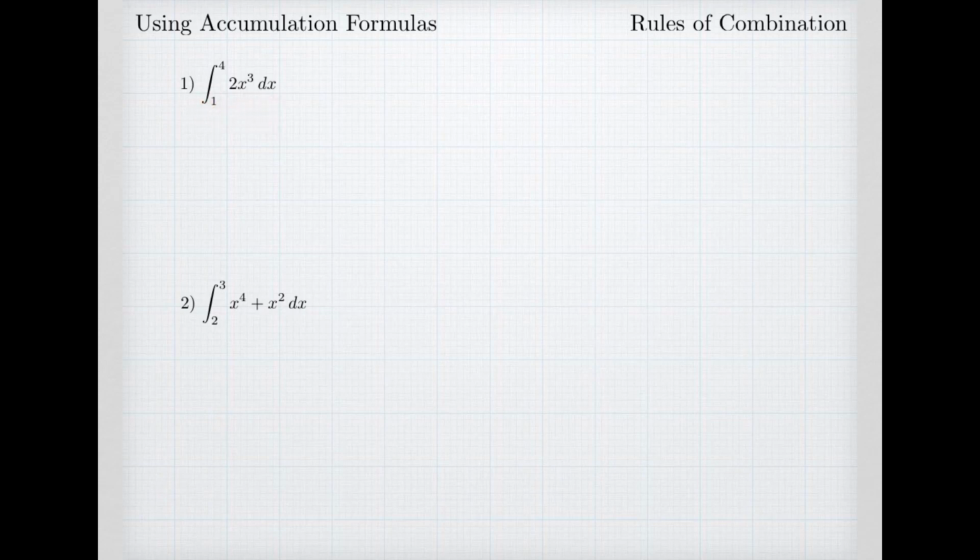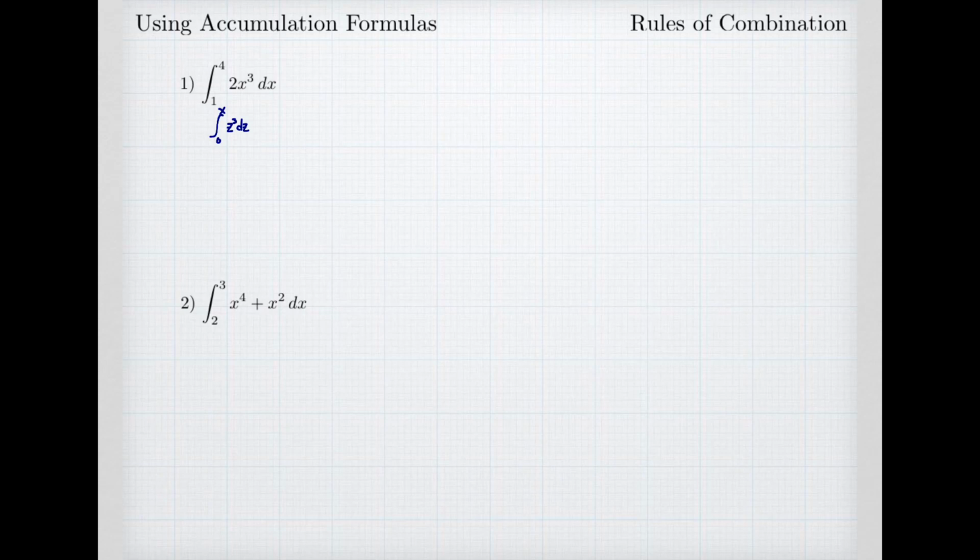In this first example, we want to look at the integral of 2x cubed as x goes from 1 to 4. So it's the integral from 1 to 4 of 2x cubed dx. We learned earlier how to find the accumulation of x cubed, so we have an integral from 0 to an endpoint of, we have to change our variable, z cubed dz.